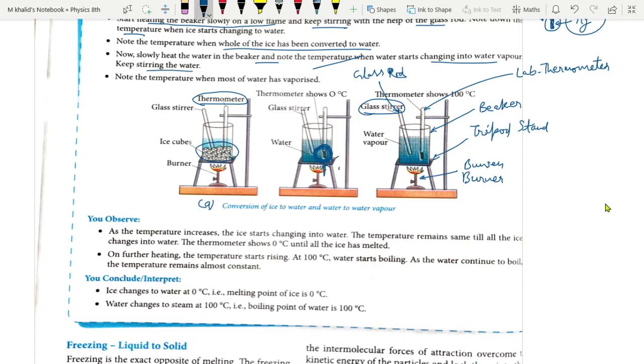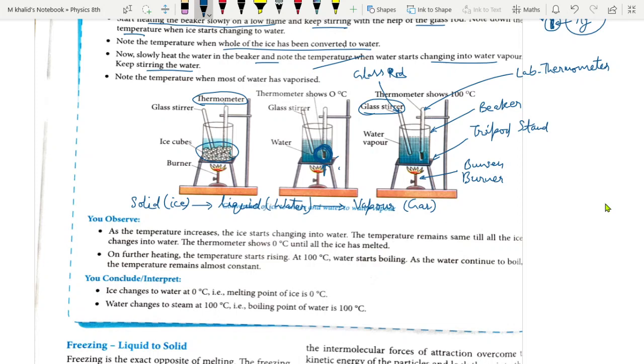Now what we have seen, first of all, we have converted solid ice into the liquid. What was the liquid? Liquid was water, right? We have converted solid ice into liquid water. Now we are again providing heat so that it is converting into the water vapor, that is a gaseous phase.